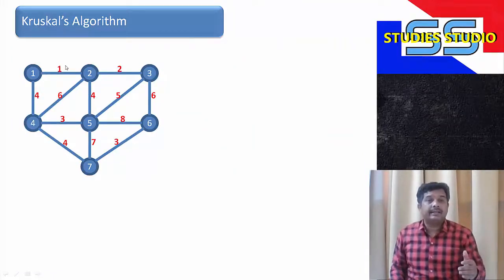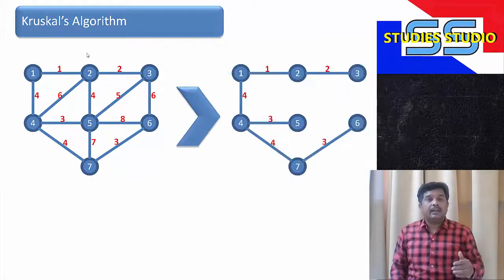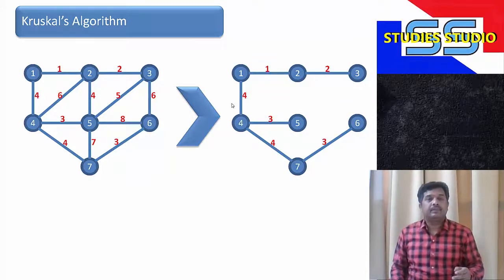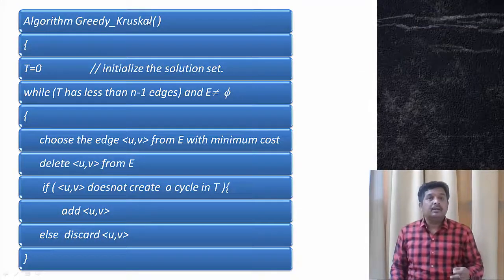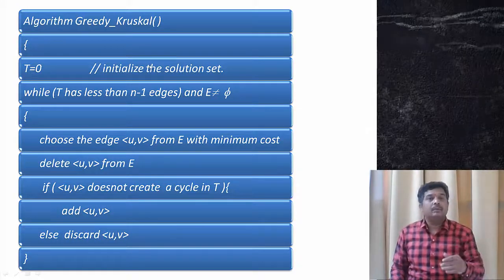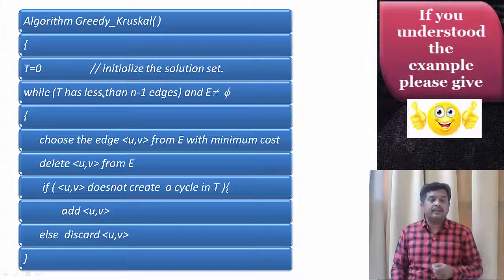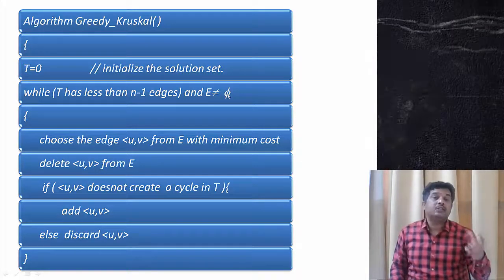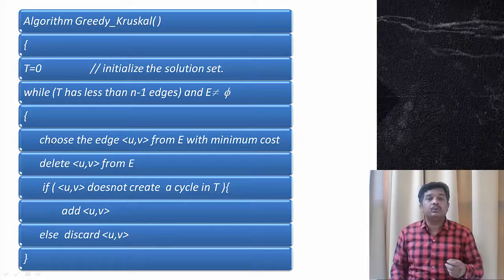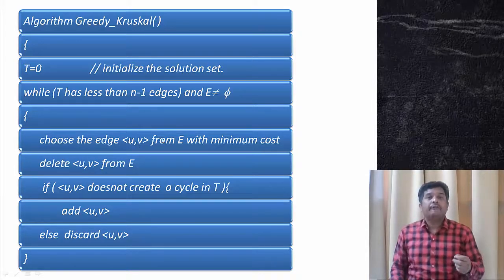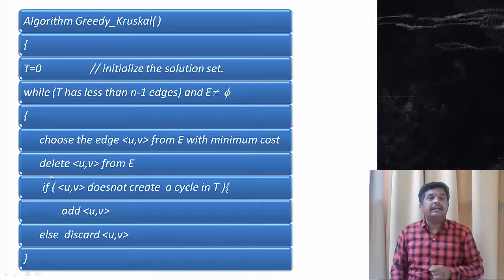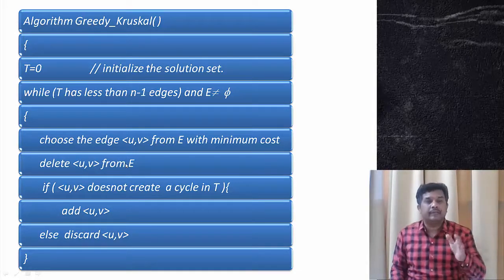So if the connected weighted graph is given in this way, by using Kruskal algorithm, I'll get this as my minimal spanning tree. So let us see the algorithm. Initially we are taking t as 0 because we are initializing the set. While t is less than n minus 1 edges, or number of edges is not equal to 5, what we are going to do is choose an edge uv from the set of edges which has minimum cost, and we'll delete that particular edge from the set of edges.